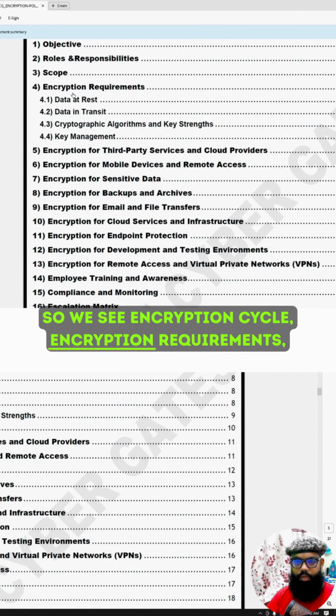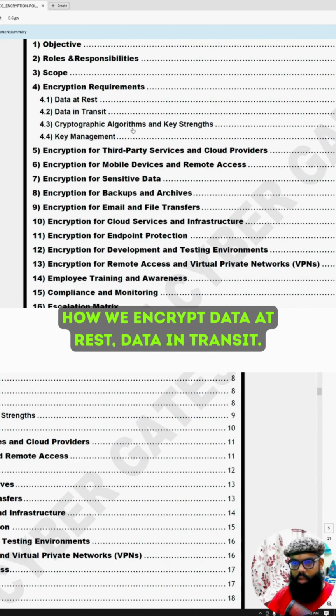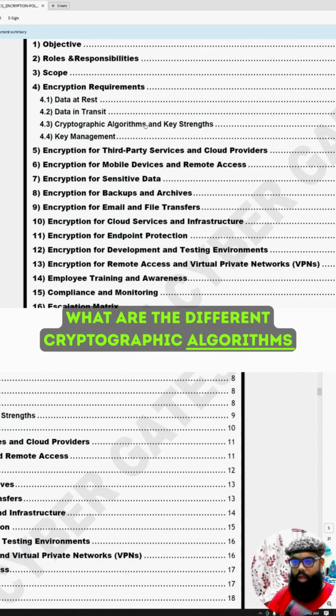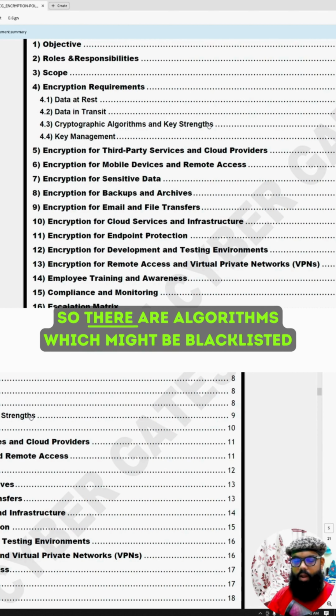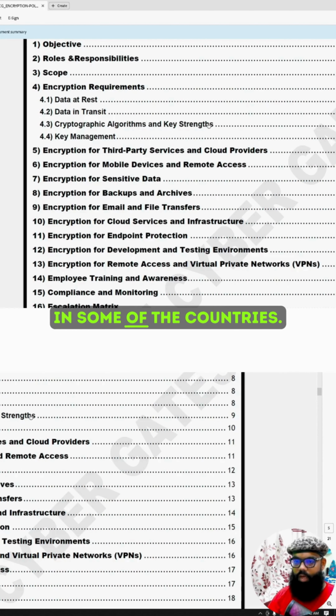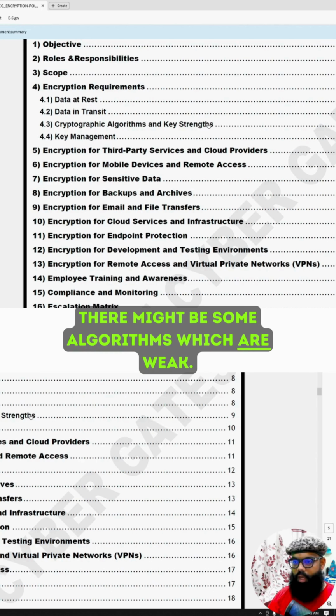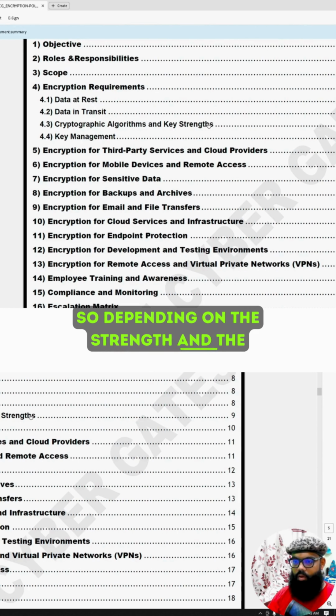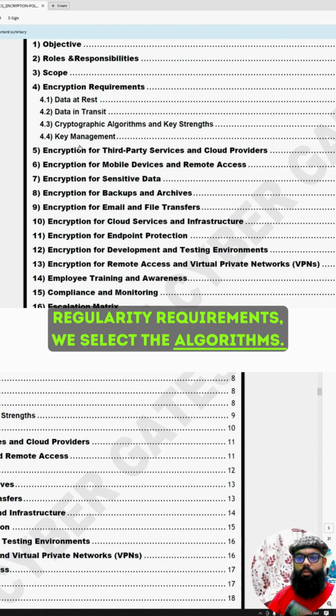So we see the encryption cycle, encryption requirements, what could be the key management, how we encrypt data at rest, data in transit, and what are the different cryptographic algorithms we use. There are algorithms which might be blacklisted in some of the countries, and there might be some algorithms which are weak. So depending on the strength and the regulatory requirements, we select the algorithms.